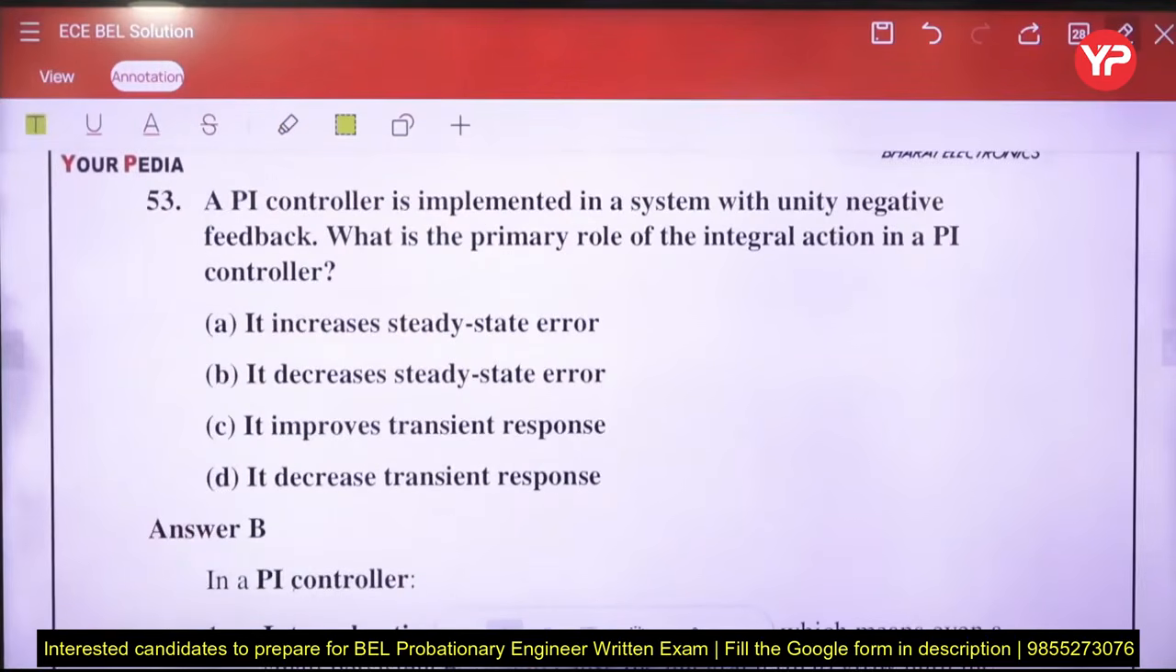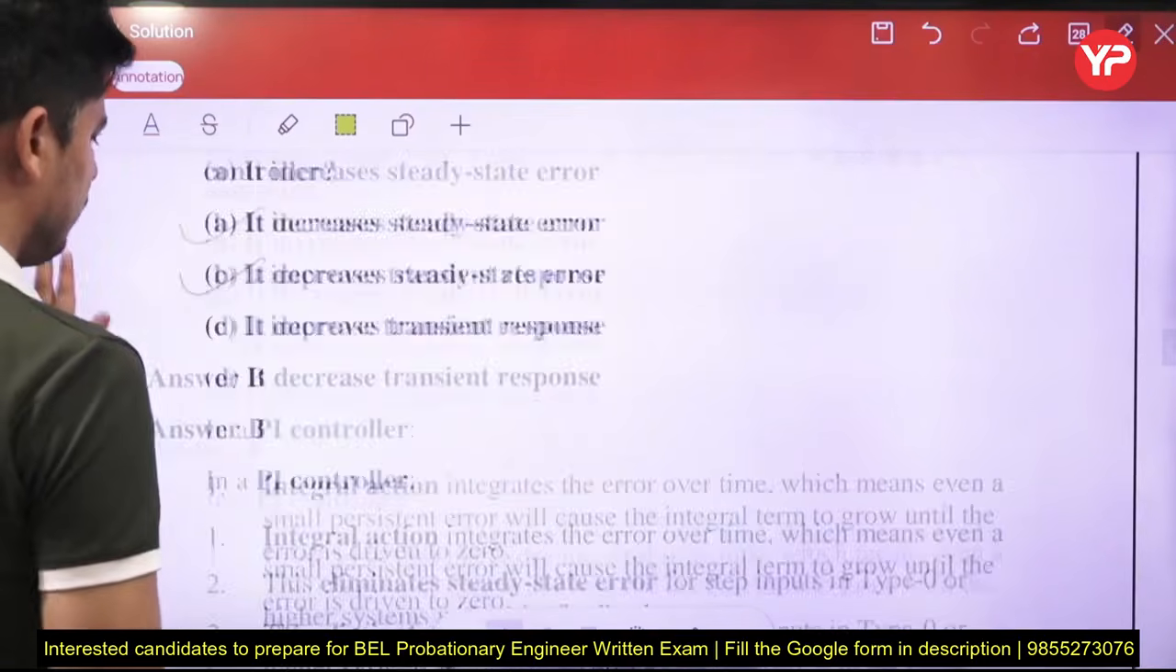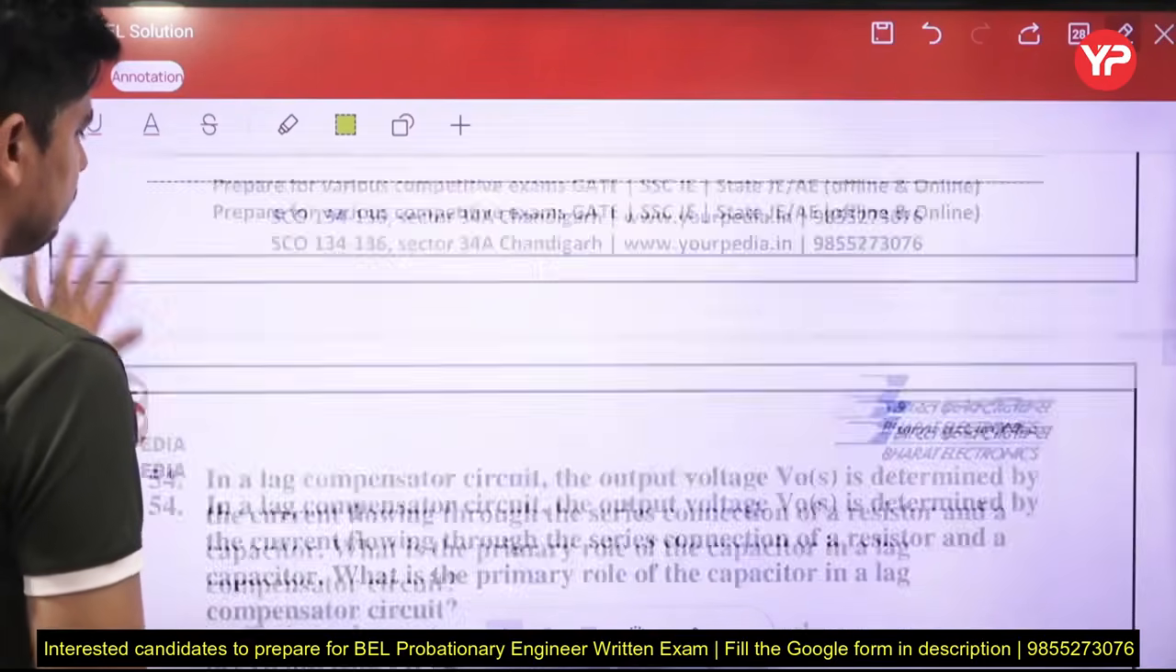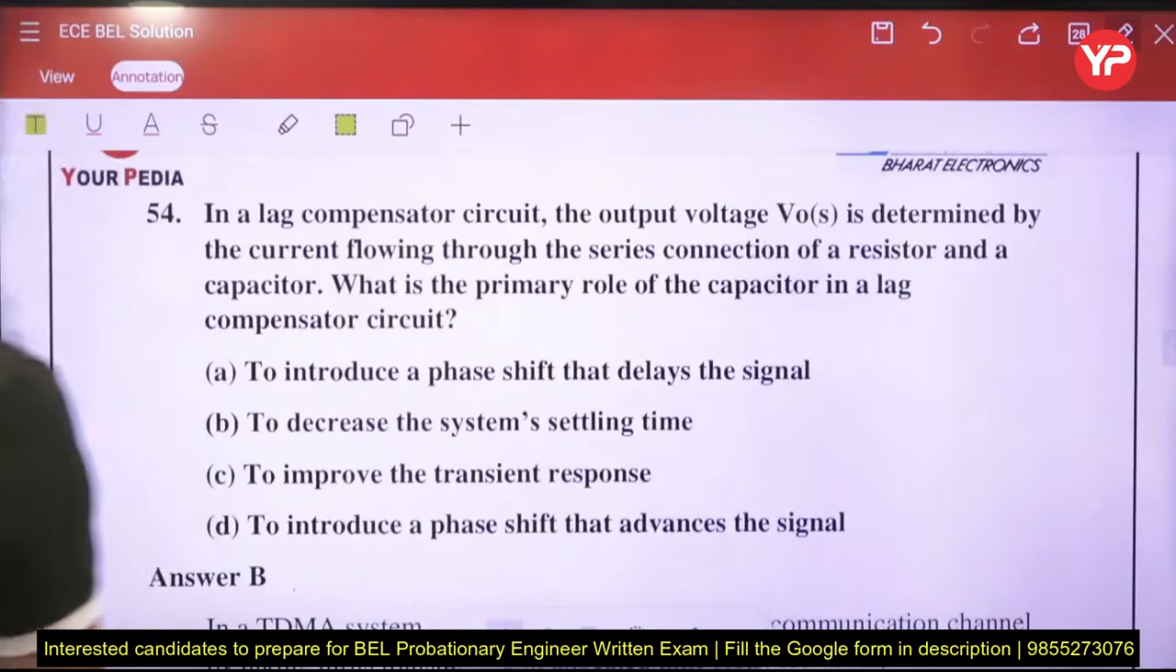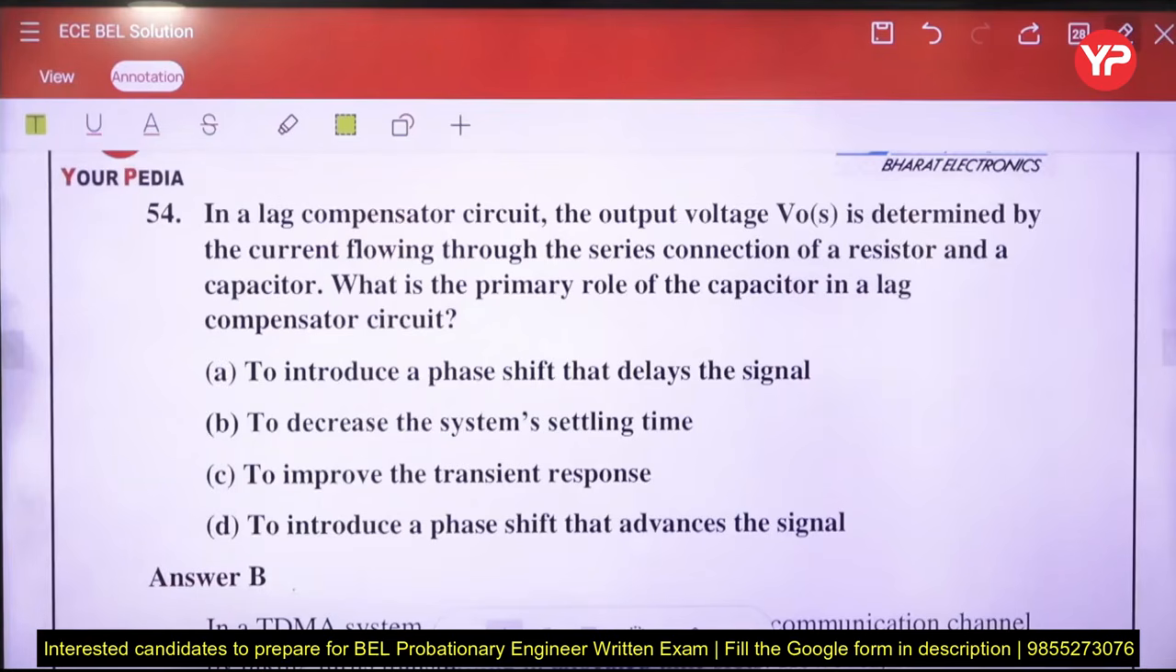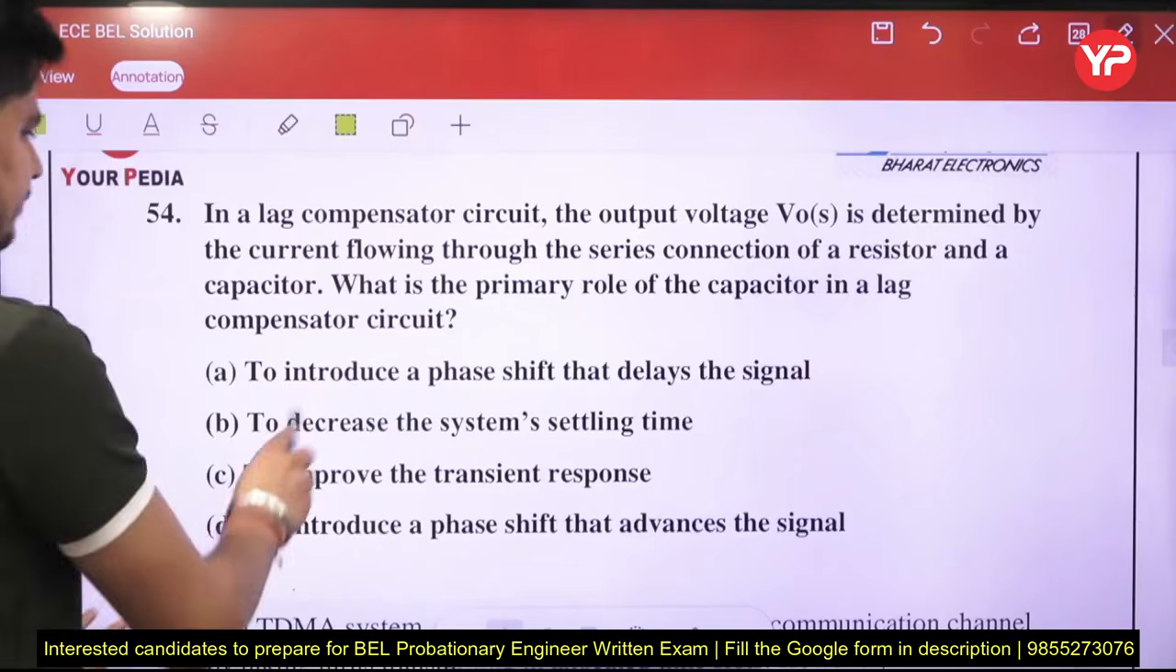A PI controller is implemented in a system with unity negative feedback. Okay, what is the primary role of integral action? The integral action generally reduces the steady state error. In a lag compensator circuit, the output voltage is determined by the current flowing through the series connection of a resistor and a capacitor. What is the primary role of the capacitor in a lag compensator? That will be decreasing the settling time.